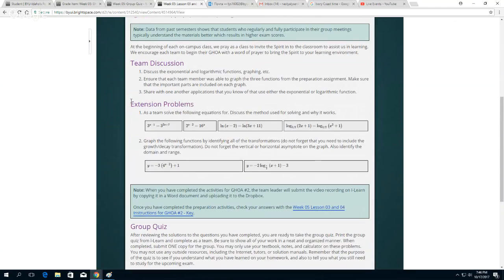On the 3 and 4 preparation, extension problems: 3 to the power x minus 1 equals 3 to the power 2x plus 7. No, I don't. Okay.